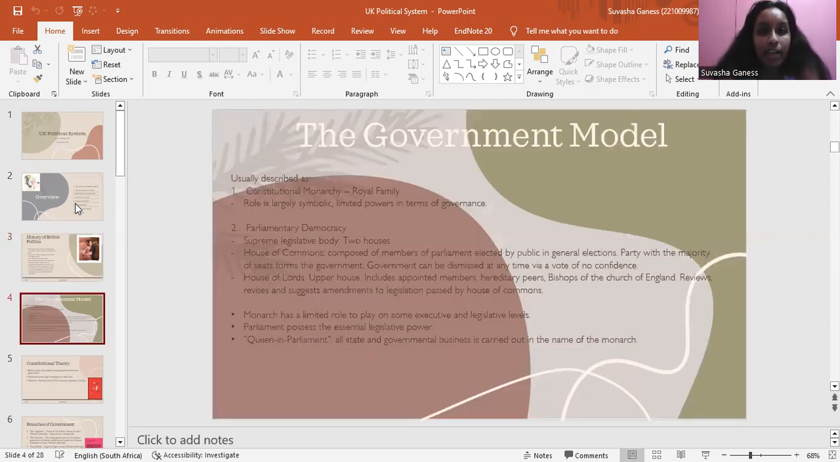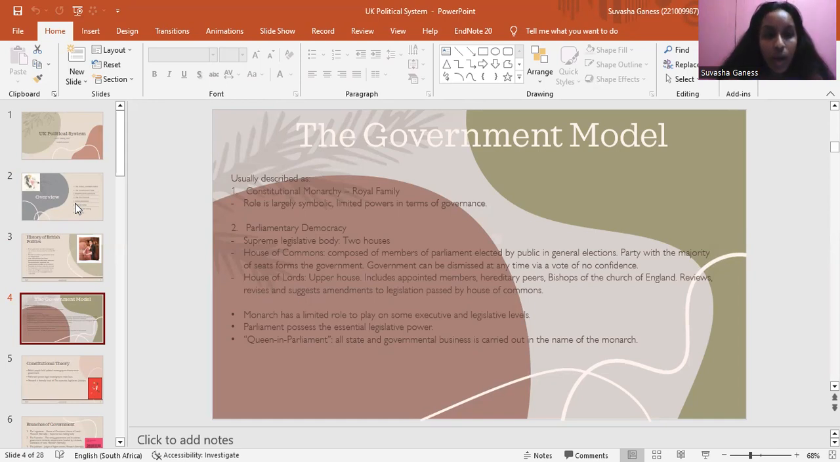So now let's look at the government model. It's usually described as a constitutional monarchy, which is your royal family, and their role is largely symbolic and they have limited powers in terms of governance. Then you have your parliamentary democracy. So you have your supreme legislative body, and it's made up of two houses, namely the House of Commons and the House of Lords. The House of Commons is composed of members of Parliament elected by the public in general elections, and the party with the majority of seats forms the government. The government can be dismissed at any time by a vote of no confidence.